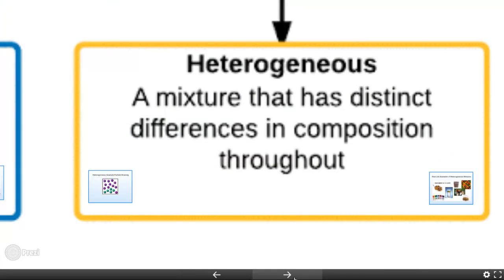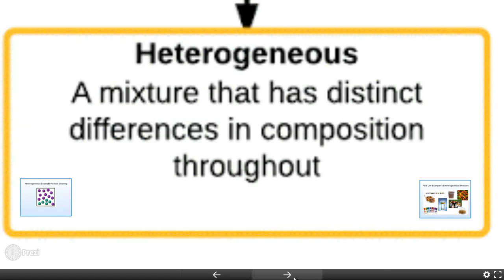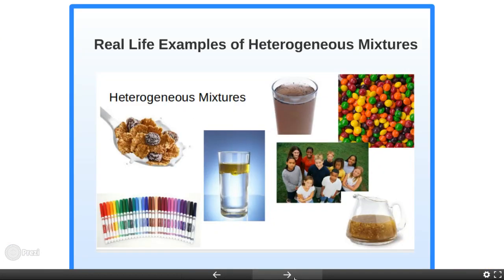Another type of mixture is heterogeneous. This has distinct differences, meaning it doesn't look the same. You can definitely tell a difference. So if we go back to the breakout examples, here we go. We have Skittles, which definitely look different. We have dirty water. You can see different particles in that, different colored markers. Oil and water doesn't mix. A group of kids, different races, different genders, all of those things. So each one of these, you can definitely see a difference. It's a mixture. It's not pure. They're not chemically bound together, but you definitely see a difference there.